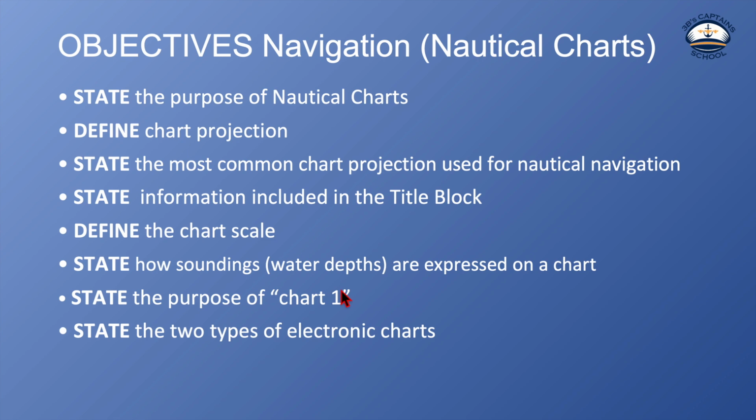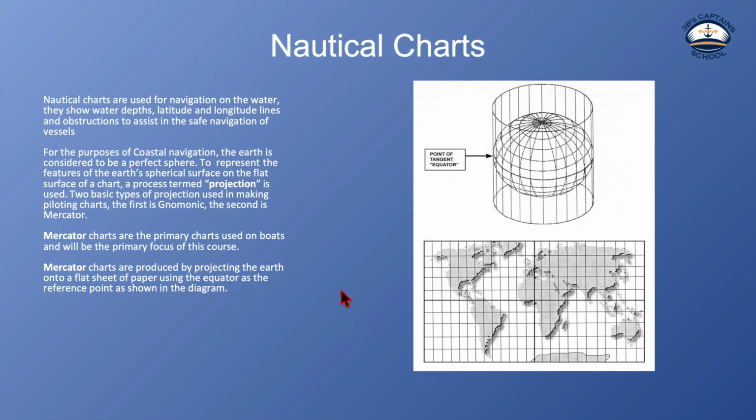Objectives for navigation nautical charts. We want to state the purpose of nautical charts, define chart projection, state the most common chart projection used for nautical navigation, state information including the title block, define the chart scale, state how soundings or water depths are expressed on a chart, state the purpose of Chart 1, and state the two types of electronic charts.